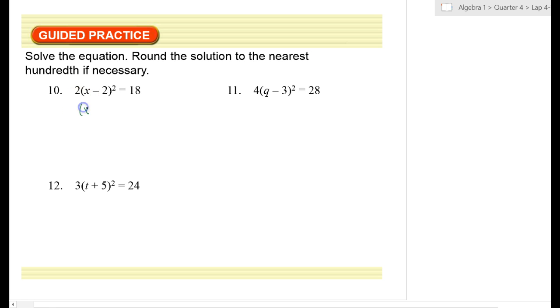First, we divide by 2. X minus 2 squared is equal to 9. I take the square root. I get x minus 2 is equal to plus and minus 3. 9's a perfect square, makes my life easier. So I get x is equal to 2 plus or minus 3. Well, again, that means x is equal to 2 plus 3, and x is equal to 2 minus 3. So that means x is 5 and negative 1.